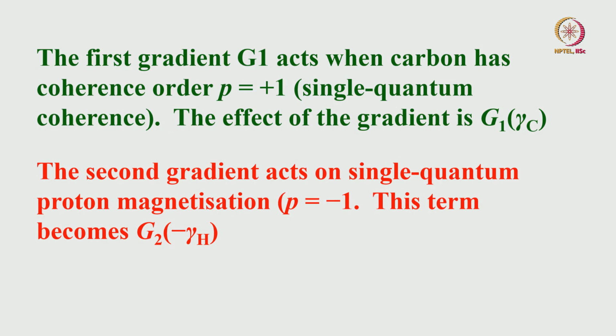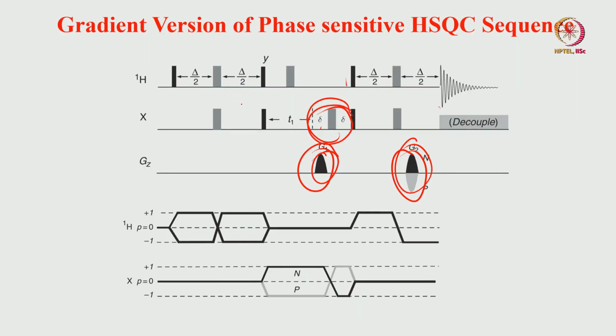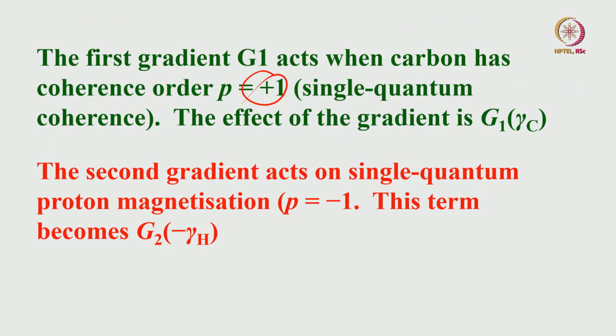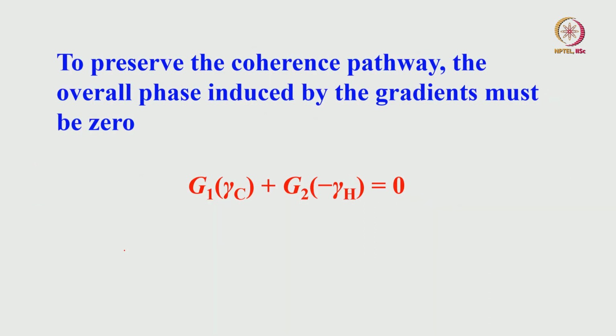What happens? The first gradient acts when carbon has a coherence P equal to +1. This is what is important here. You see, here N and P peaks are there, coherence +1 and -1 it is called. That we discussed extensively in one of the previous courses. Here simply remember, G1 acts when the coherence is positive, P is +1, single quantum coherence. Then it will become G1 into gamma C. The second gradient acts when the single quantum magnetization has P equal to -1. The coherence transfer path is -1. Then multiplying with this, it will become G2 into minus gamma.